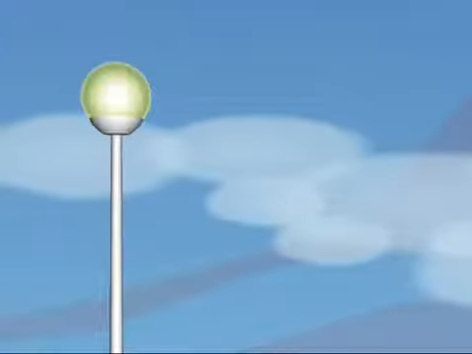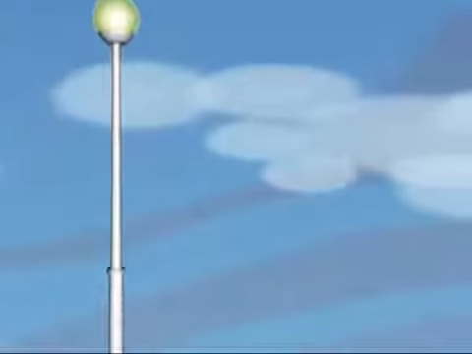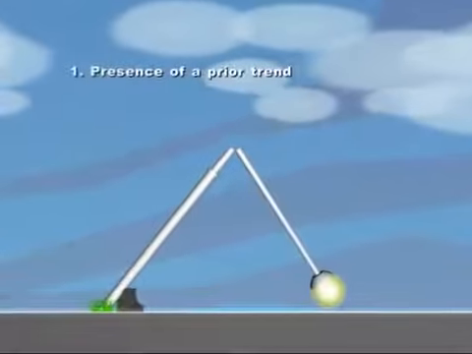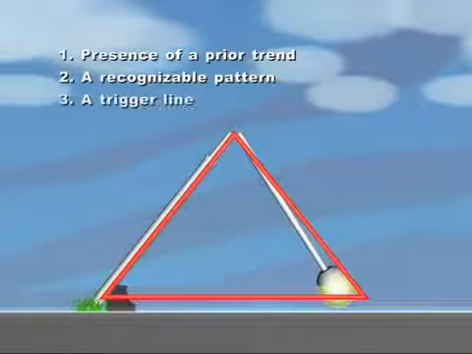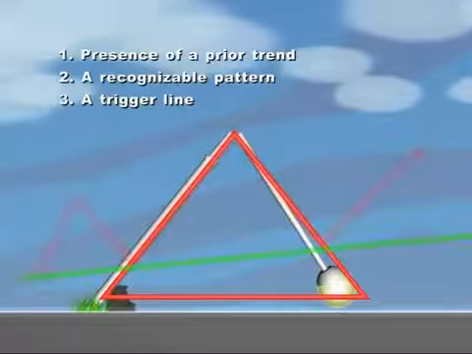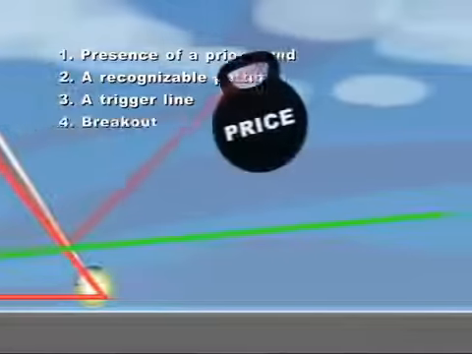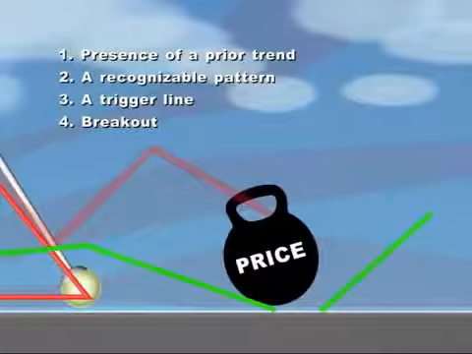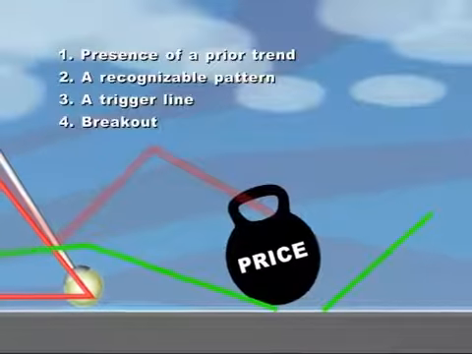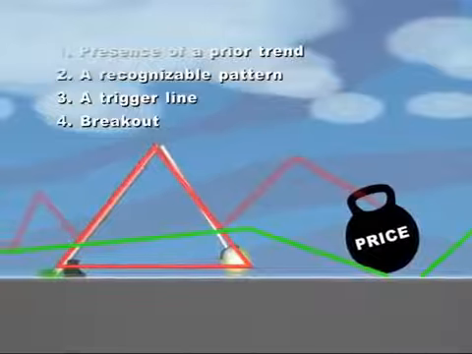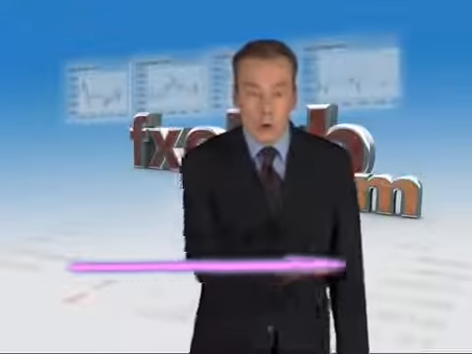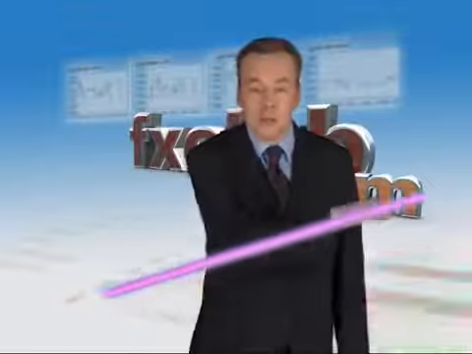So, to recap, we've covered 3 essential elements of chart patterns. 1. The presence of a prior trend. 2. A recognizable pattern. And 3. A trigger line. That's what I call lines like the neckline. Now, a 4th defining feature is a breakout of this trigger line. Only on breakout can we say that continuation or reversal has been confirmed. The neckline of Head and Shoulders is either horizontal or it slightly slants upwards. Let's take a look at what happens on breakout.